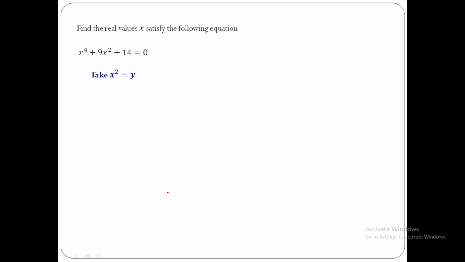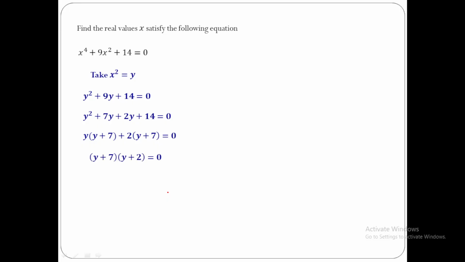Yes. The first step is to take x squared equal to y and rewrite the equation in terms of y: y squared plus 9y plus 14 equal to 0. Then we can split 9 into 7 and 2, because 7 plus 2 is 9 and 7 times 2 is 14. Then we take y common from y squared plus 7y, and 2 common from 2y plus 14. Then y plus 7 is common to both terms, and y plus 2 is the remaining term.